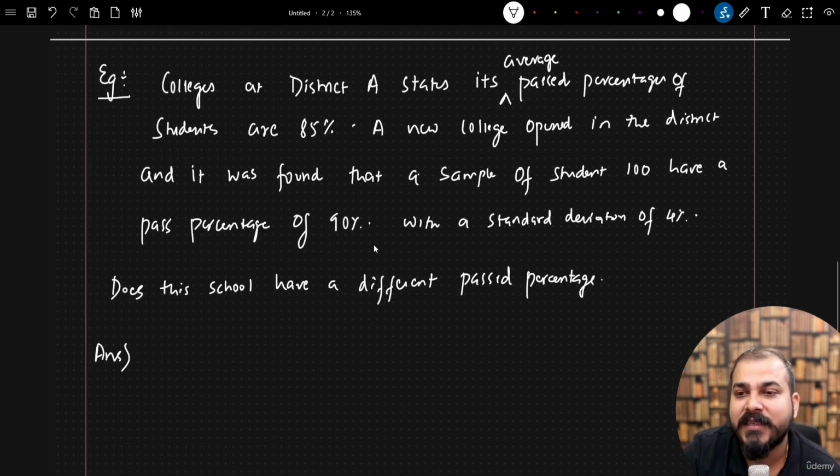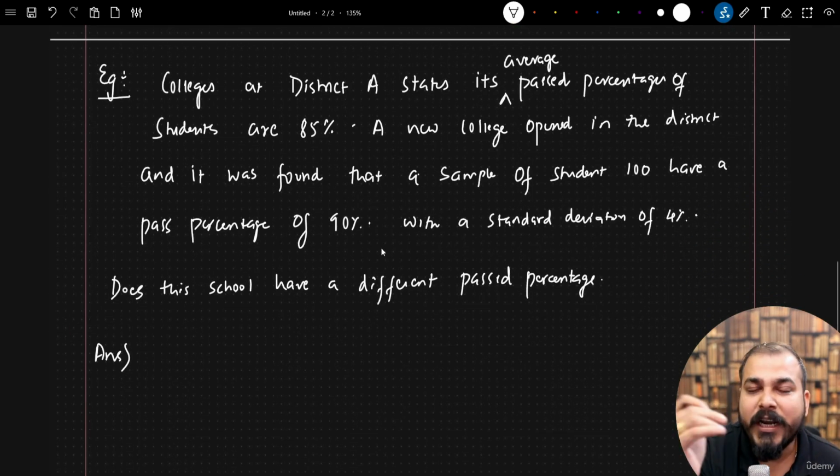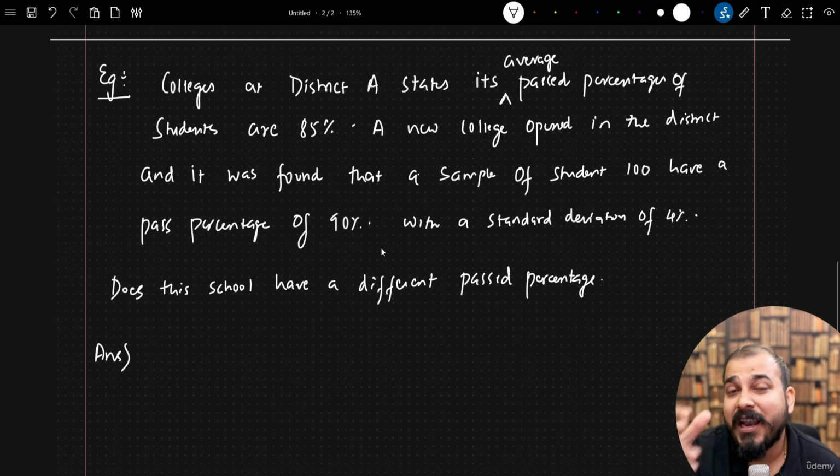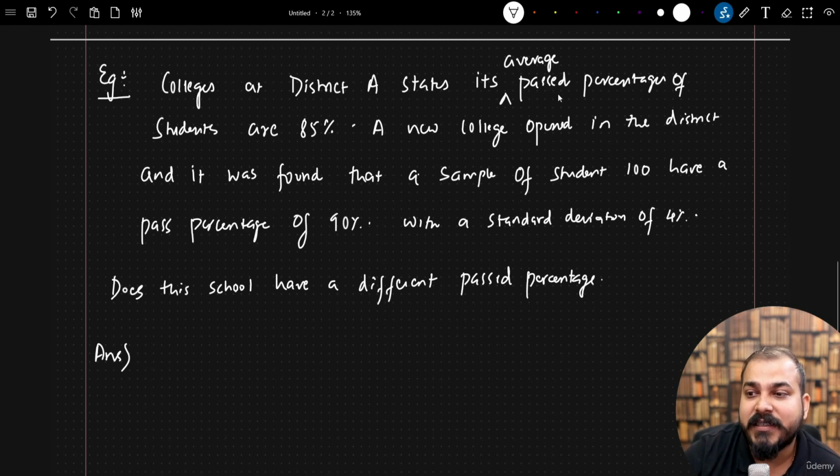Now let me go ahead and show you one example. Here you need to determine from this question what your null hypothesis and alternate hypothesis are. The question says that colleges in district A state their average pass percentage of students is 85%. A new college opened in the district and it was found that a sample of 100 students have a pass percentage of 90% with a standard deviation of 4%. Does this college have a different pass percentage?